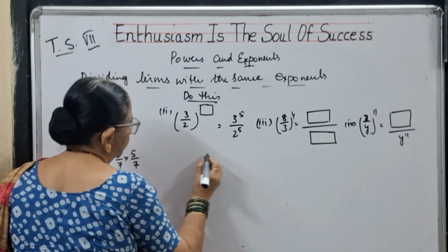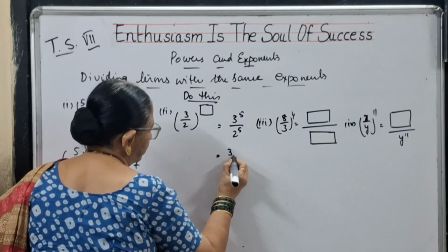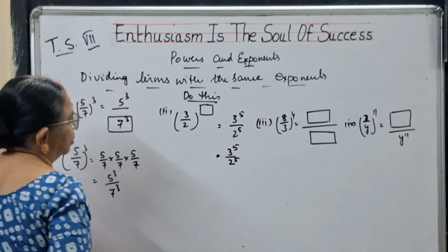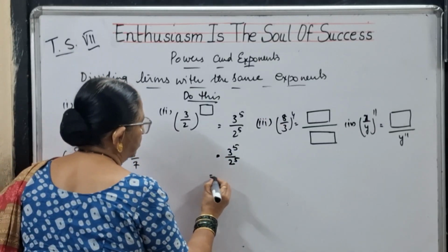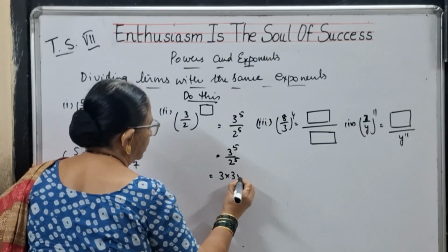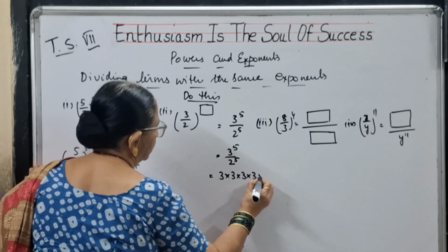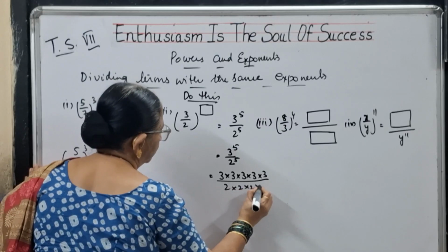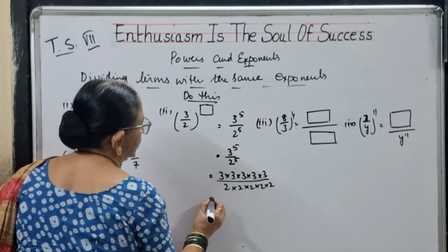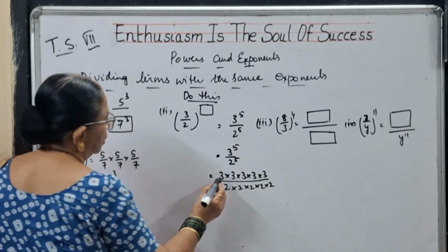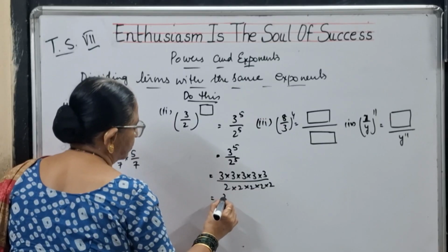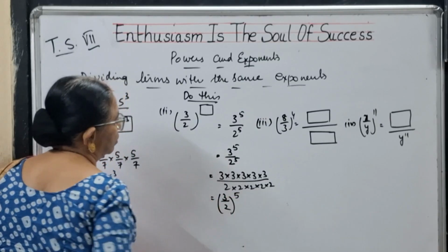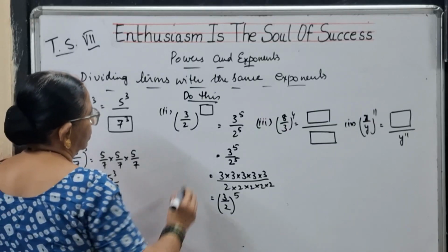Next, second one. See, 3 by 2, first let me take this. 3 to the power of 5 by 2 to the power of 5 you have got. This can be written as 3 into 3 into 3 into 3 into 3 by 2 into 2 into 2 into 2 into 2. So how many times you have done? This is 5 times, this is 5 times. That means 3 by 2, 5 times you have done. So this is 5.